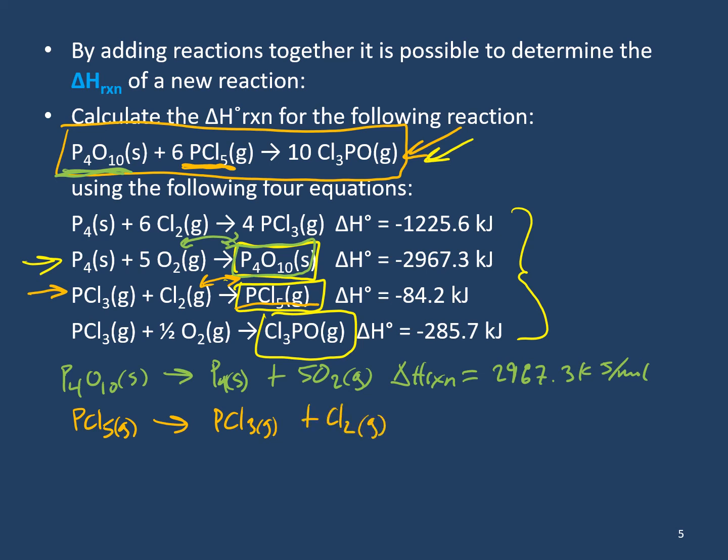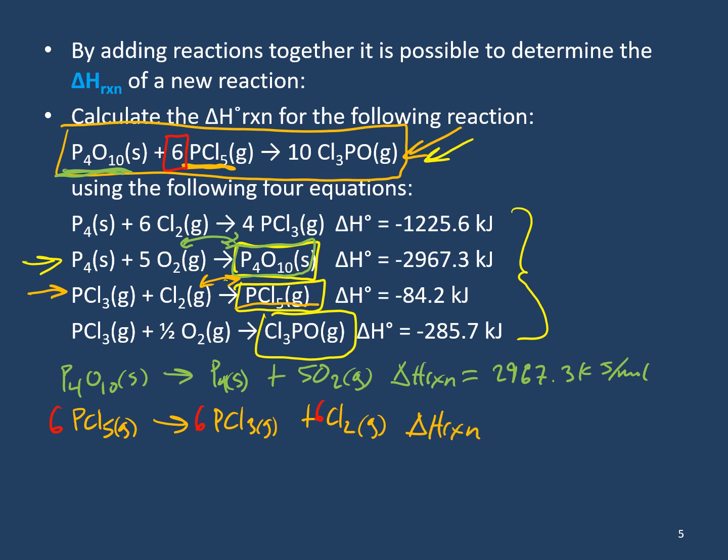And if we think about this, that's not all I need to do, because the other issue I have is that PCl5 here has a 6 in my overall reaction, whereas in this reaction it's a 1. So what I need to do here is multiply this whole reaction by 6 so that I have a 6 in front of PCl5. This gives me my new delta H.